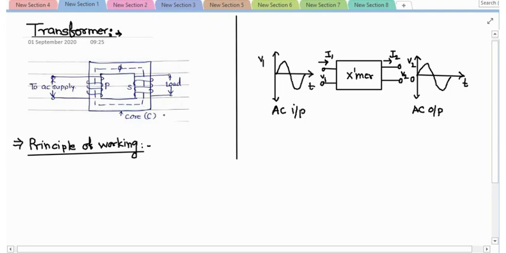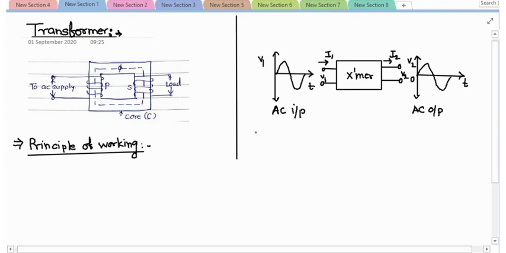Students, a transformer is a static device without any rotating part which transfers electrical energy from one alternating circuit to another alternating circuit with desired change in voltage or current level but without any change in the frequency. To explain the definition, on this side I have drawn one diagram. This rectangle represents the transformer to which we give the AC input, and at the output also we get the AC output with desired change in voltage or current level, but the frequency does not change.